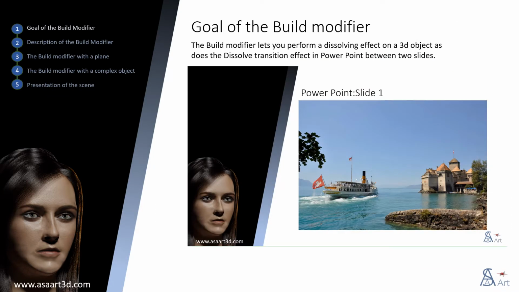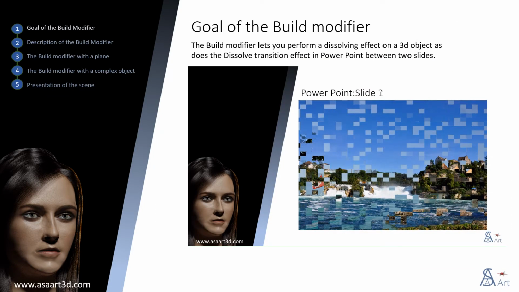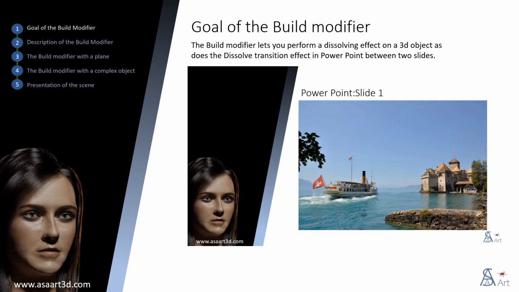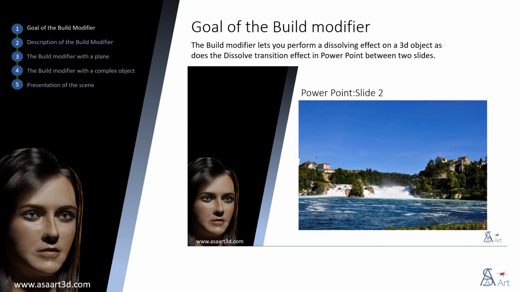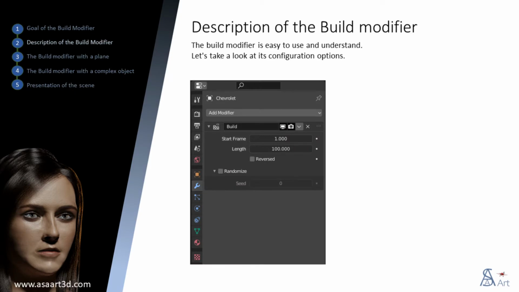The build modifier lets you perform a dissolving effect on a 3D object, as does the dissolve transition effect in PowerPoint between two slides. The build modifier is easy to use and understand. Let's take a look at its configuration options.